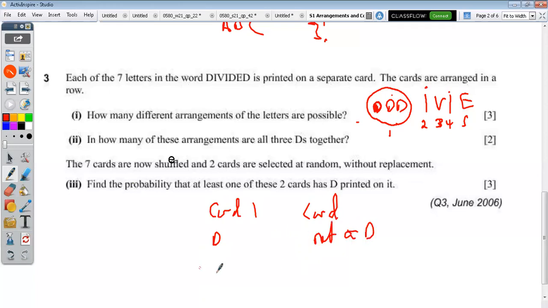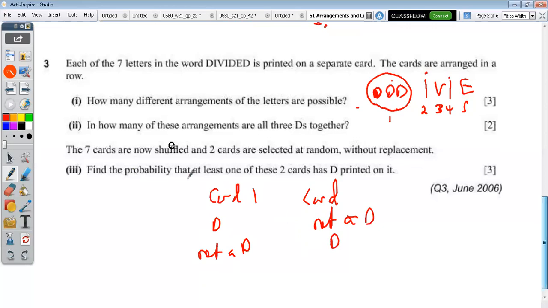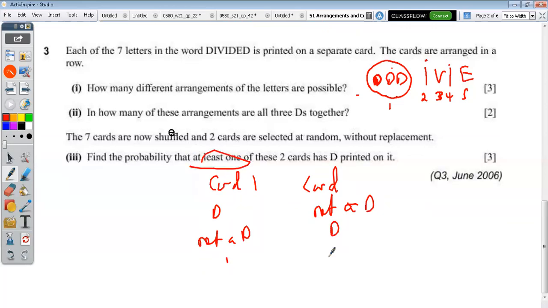I can have not a D here and a D here. Or, because at least means one or more, I can have a D and a D. Also card 1, card 2. Is that making sense? Yes. Now let's think of the probability here. If I'm having a D, I'm picking from 3 D's, so 3 over 7. Multiply by, if it's not a D here, remember I've picked without replacing. I've picked 1 card, so I'm left with 6 cards. Clear? Yes, sir.